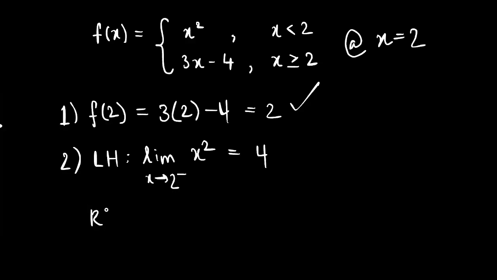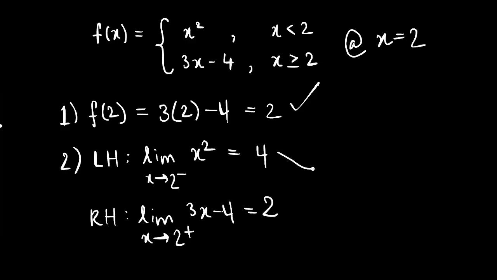Now looking at the right-handed limit, let's see what that is. That is the limit as x approaches 2 from the right. And so we would be using our 3x minus 4 for this part. Again, we can simply use direct substitution, and that is going to give us a value of 2 times 3 is 6, 6 minus 4 is 2. So unfortunately here, we can see that our left-handed limit and our right-handed limit do not agree. These are not the same value.